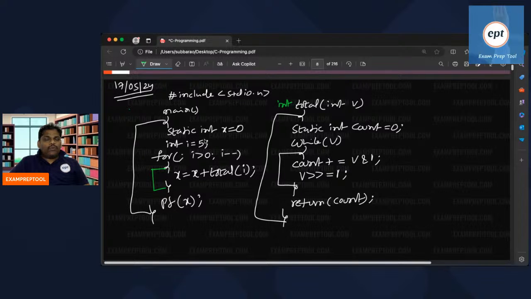Please go through it. I will explain what the output of this program is. Please let me know what the output of the program is.